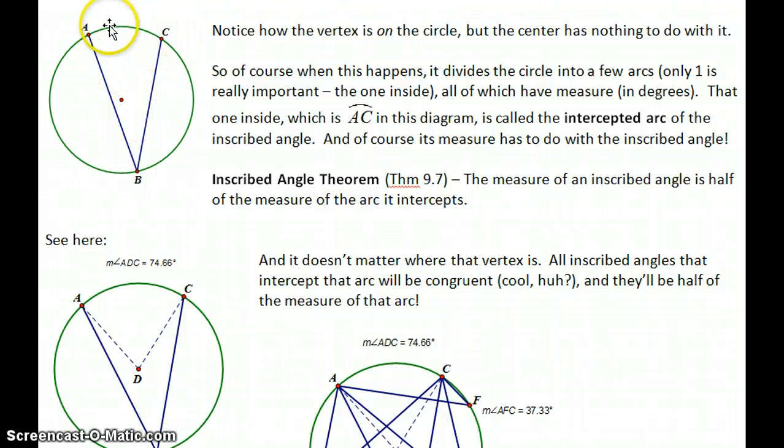Okay, there's another word that starts with I. If it's in the interior, on the inside of the inscribed angle, it's called intercepted. Is that enough for you? All right, so there you go.